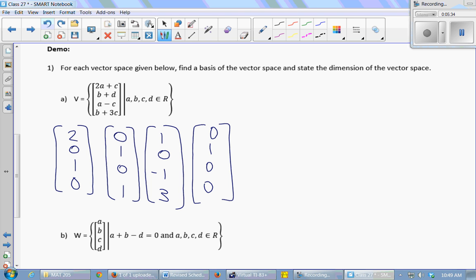How would I check that they're linearly independent? If I wasn't sure by inspection, how would I check? I would row reduce it, and what would I be looking for? Pivot in every column. Yep. Row reduce.